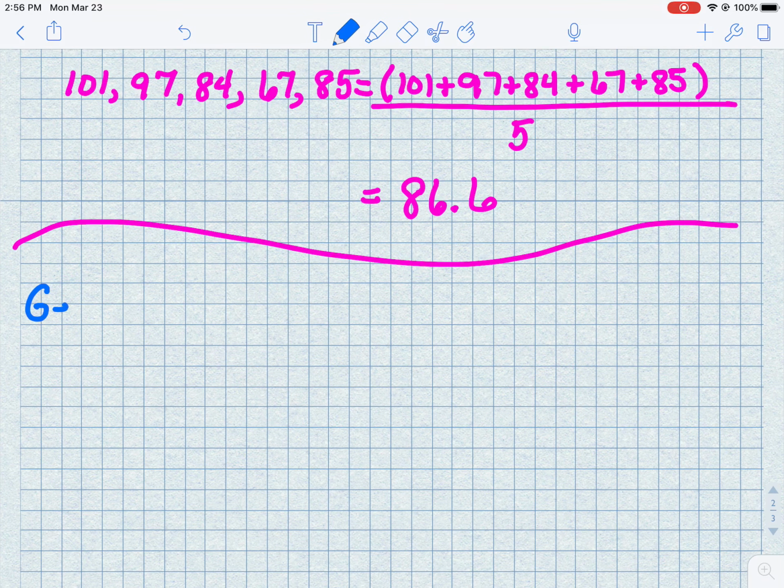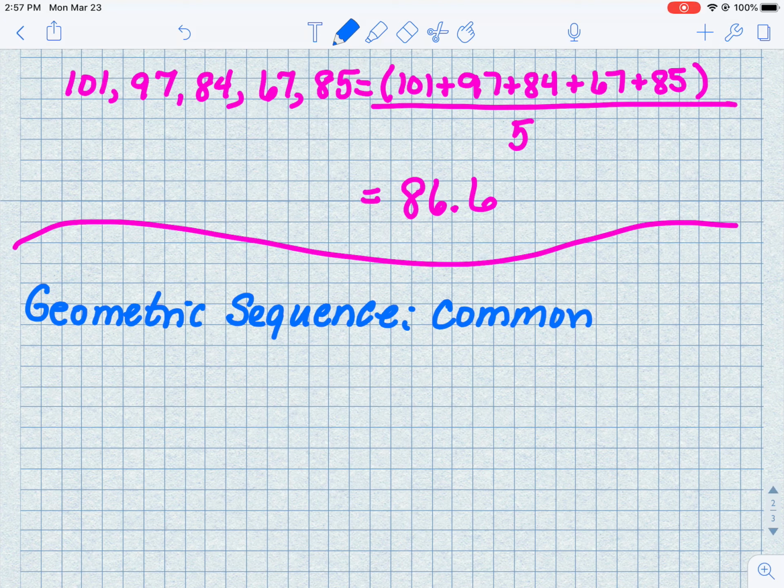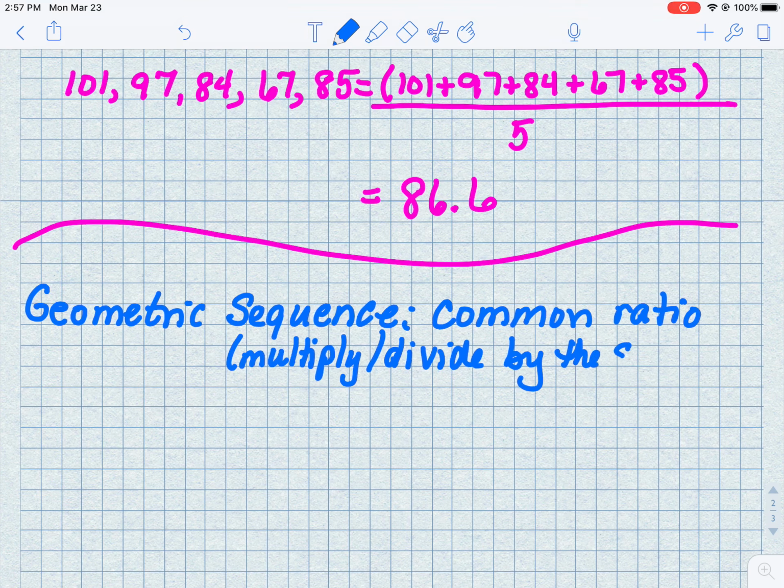So we're going to start with a geometric sequence. A geometric sequence has a common ratio this time. A common ratio means we're either multiplying or dividing by the same number. So if you want to put that in parentheses, multiply or divide by the same number. Okay? So let's do an example of that.